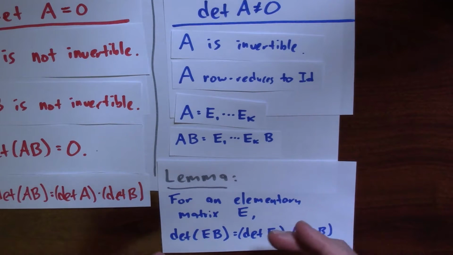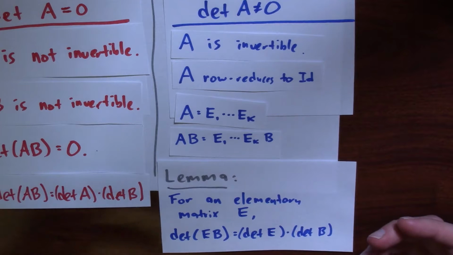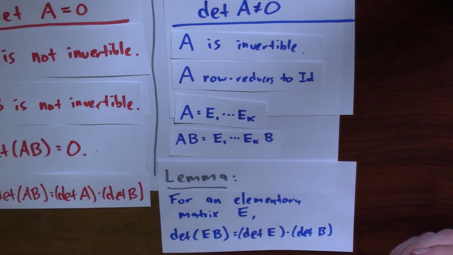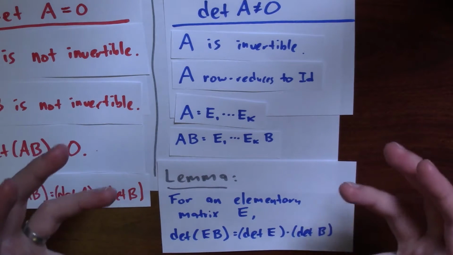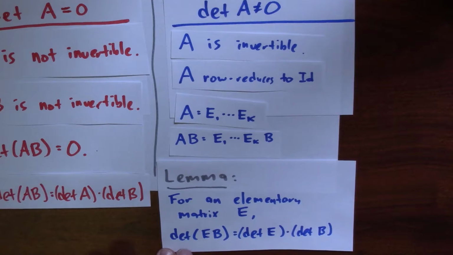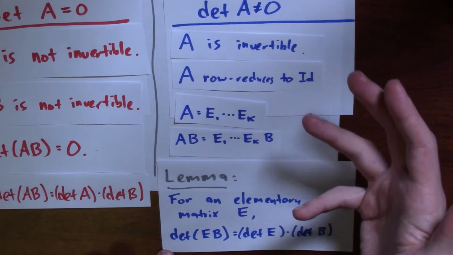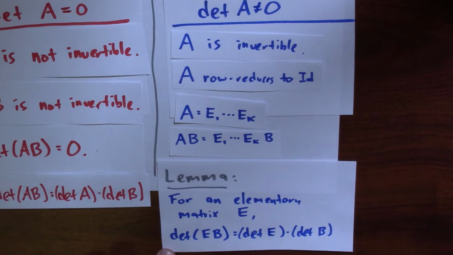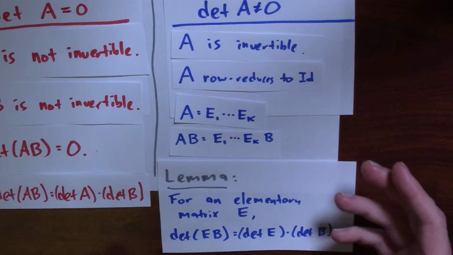Multiplication by an elementary matrix just corresponds to doing a row operation, and we already know how the determinant is affected by doing row operations. So this lemma is really just stating that the determinant of B with some row operation performed on it is the original determinant of B times the determinant of this elementary matrix. It happens that the effect of doing a row operation exactly corresponds to multiplying by the determinant of the corresponding elementary matrix. Now we'll put this all together.